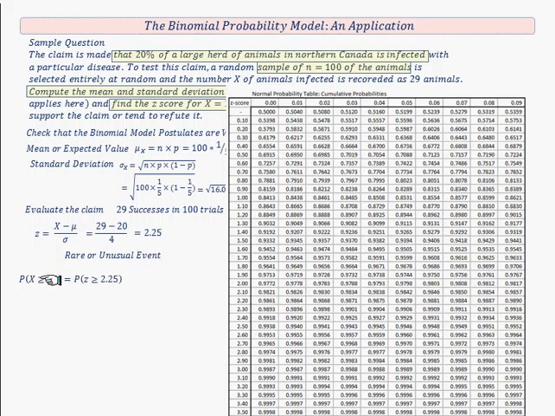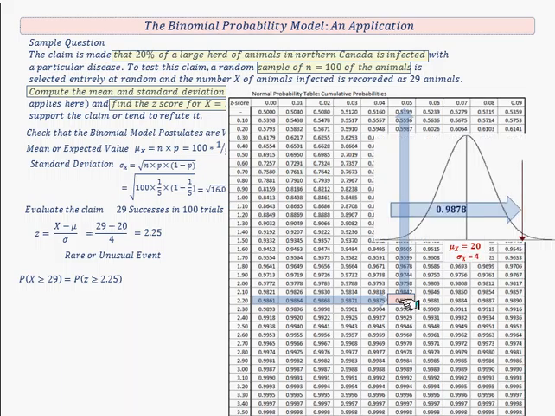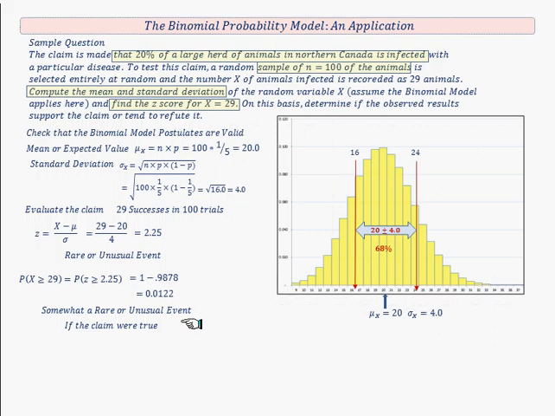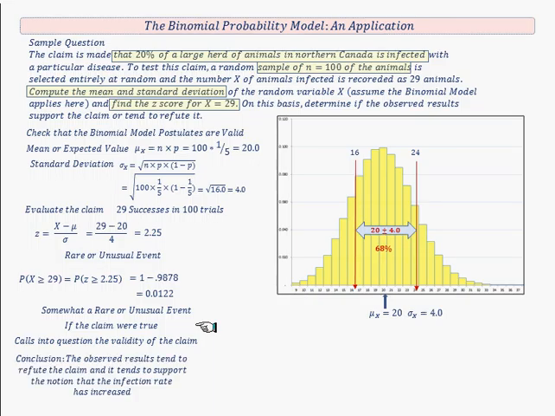We're going to find the probability of getting an x greater than or equal to 29, converting it to z equal to 2.25, and you can see here, 2.25 over here, 98.78%. That's coming on the screen here. So the probability of getting a value to the right of that is 1 minus 0.9878, or 0.0122. So this is considered to be a rare event because the probability of it happening, 29 or greater, is 1.22%. So this calls into question the validity of the claim, and it tends to refute the claim. Here we have what is considered to be an unusual event because it's out in the tail here.